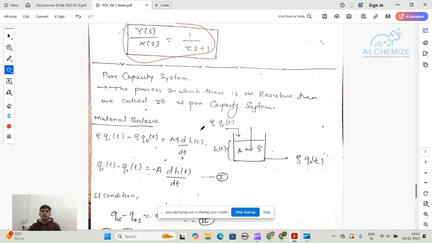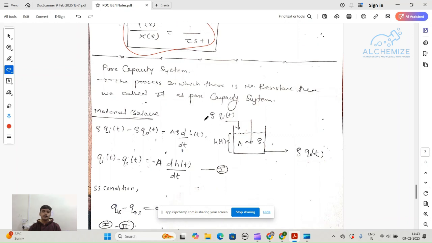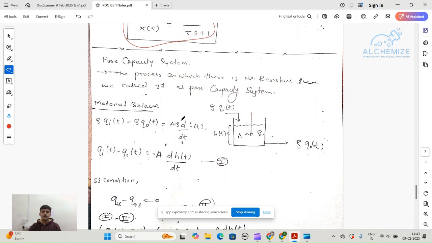Now we are coming to the end. In 2 to 3 minutes, we will conclude our session. So it's very important, the pure capacity system, for 5 to 6 marks. It can come in your exam. So let's do it. The pure capacity system means the resistance is zero.